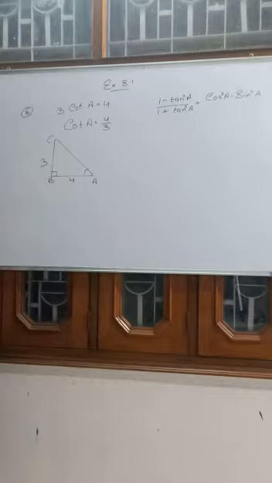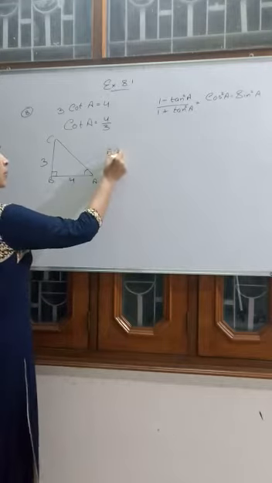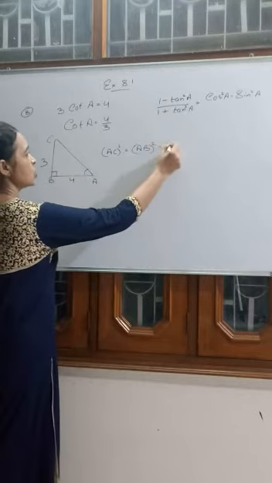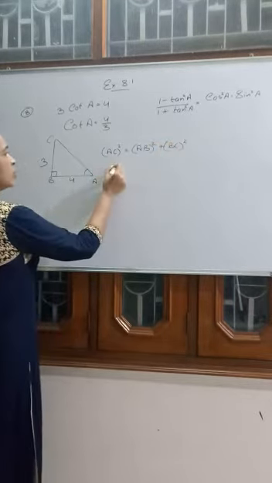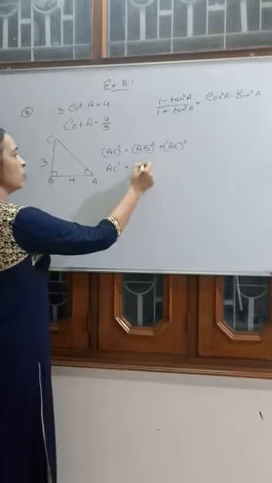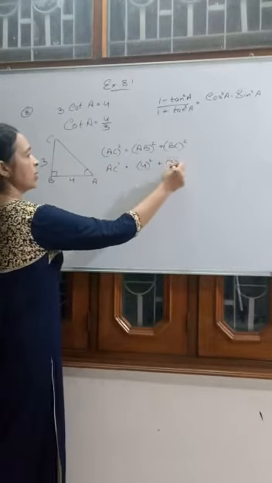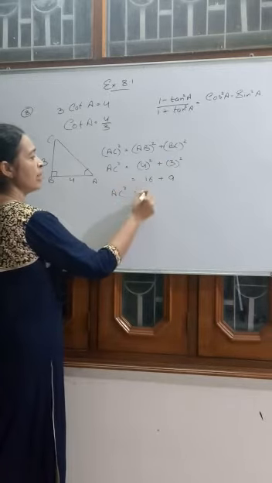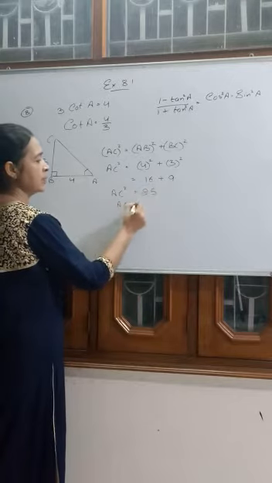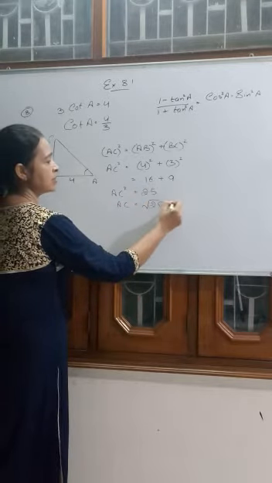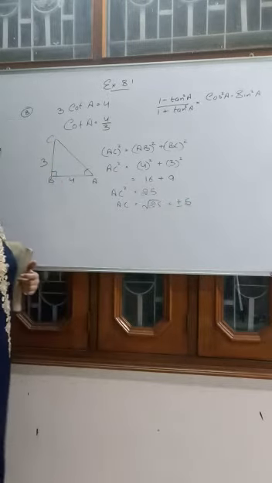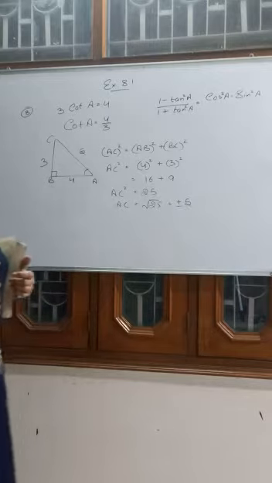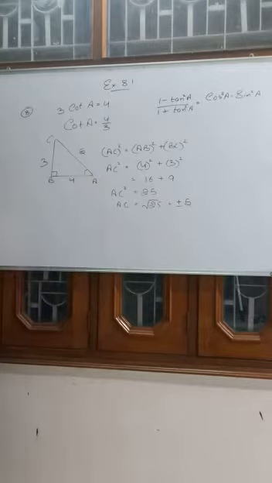What we have to find out? AC. As per Pythagoras theorem, AC whole square equals AB whole square plus BC whole square. AC square equals 4 whole square plus 3 whole square, that is 16 plus 9. AC square equals 25. What will be the value of AC? Root 25, that is plus minus 5. But we will take the value of AC as 5. Only positive values will be taken because length can't be negative.